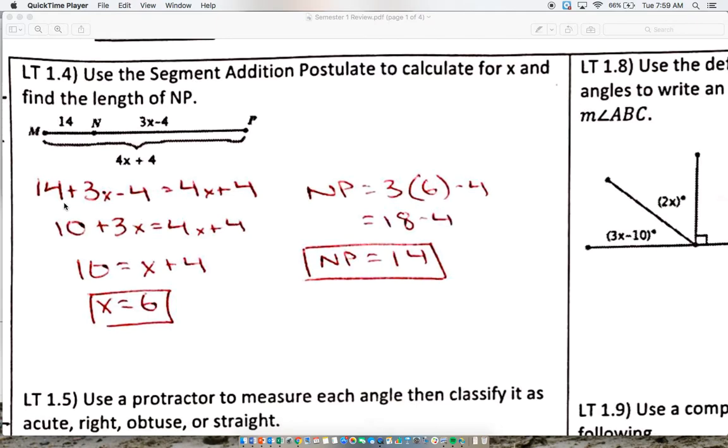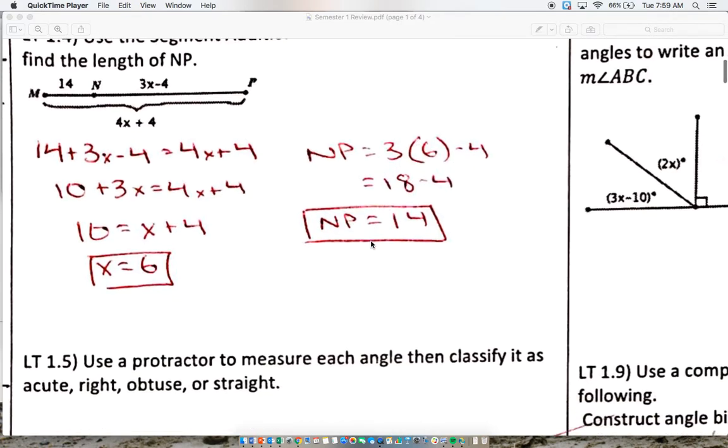And then we combine our like terms. 14 minus 4 is 10. Then we put all the x's on one side. Subtract the 4, and that's how we get x equals 6. But don't forget, you might need to go back and plug that in to find an actual length. So this says find the length of NP, which would be this one. So I plug it into 3x minus 4, 6, that is, and I wind up with 14.